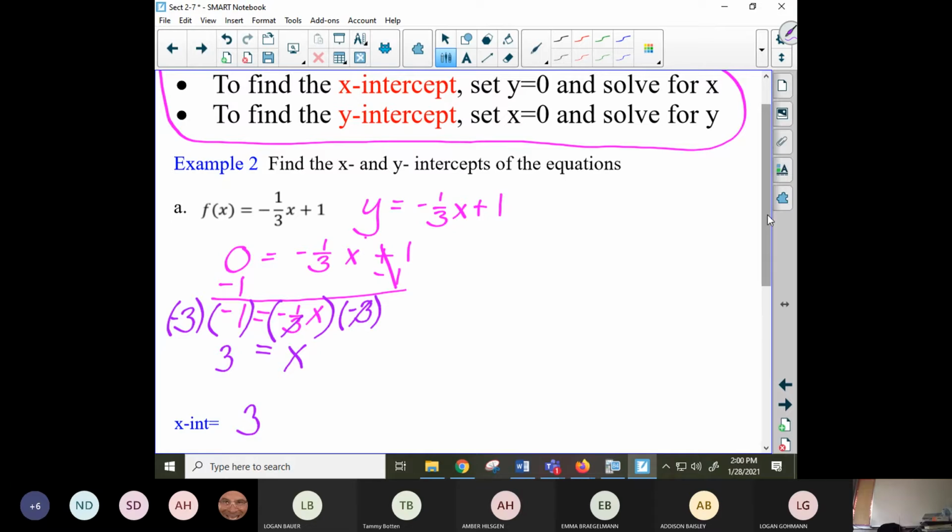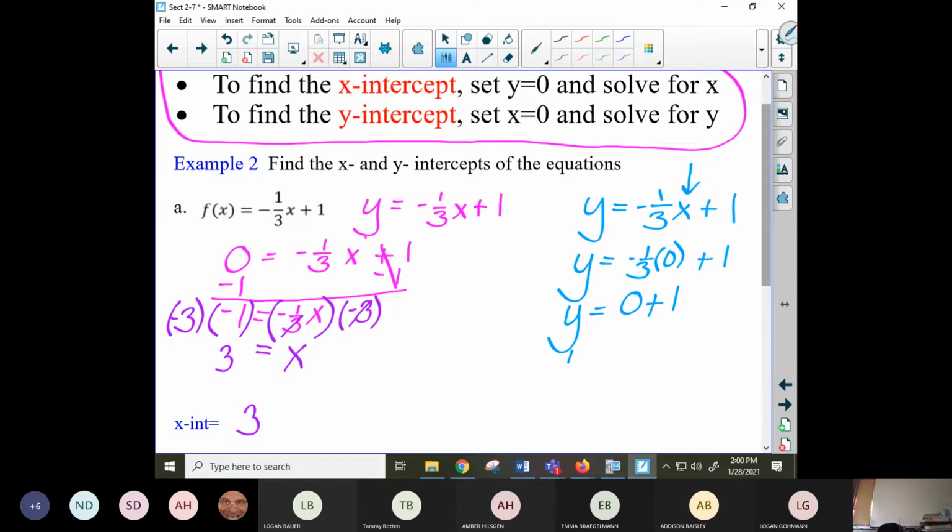Now we're going to try to find our y-intercept. When you do that, you put 0 in for x and solve for y. So you just put 0 in there for x, and that whole term goes away. Anything times 0 is 0, and 0 plus 1 is 1.